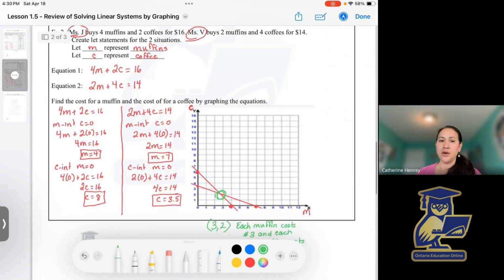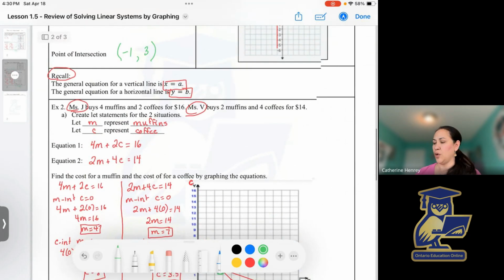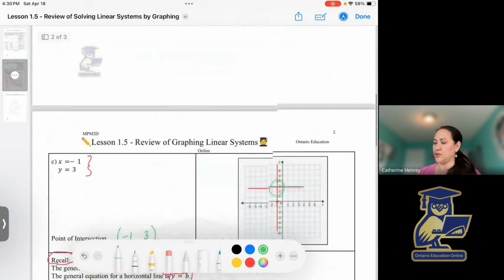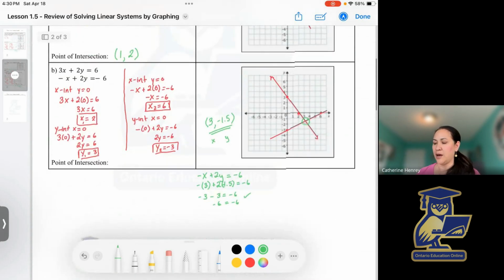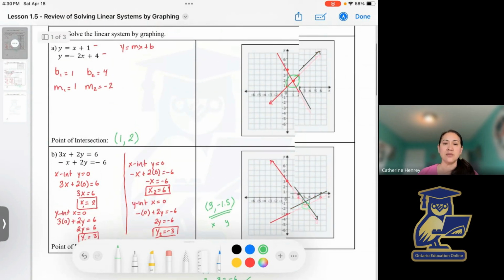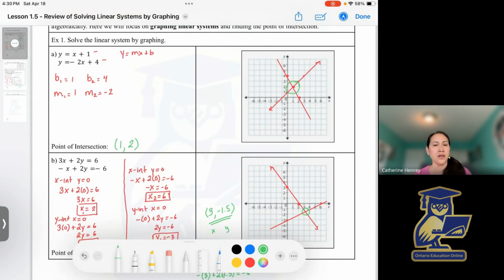All right, so there we go with this lesson. Hopefully, again, you've come back to remembering how to solve a linear system by graphing, which basically means drawing 2 lines on the same graph and finding the point of intersection between them. When we're dealing with word problems, make sure you can relate the point of intersection back to the context of the problem, like we did with the muffins and the coffee.